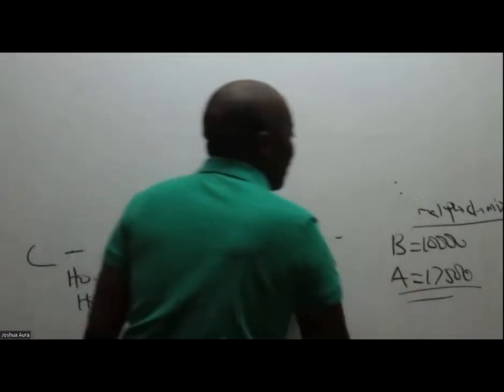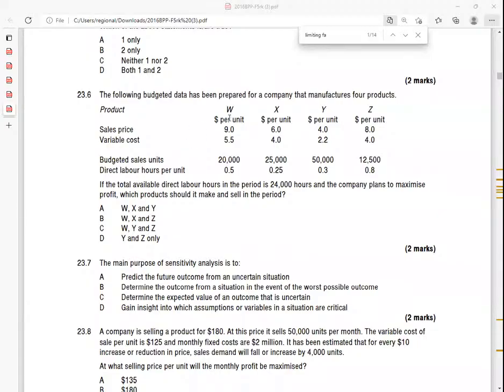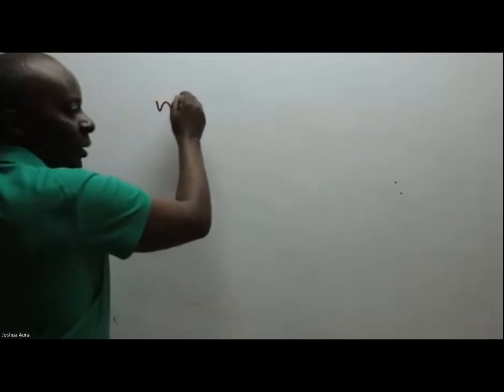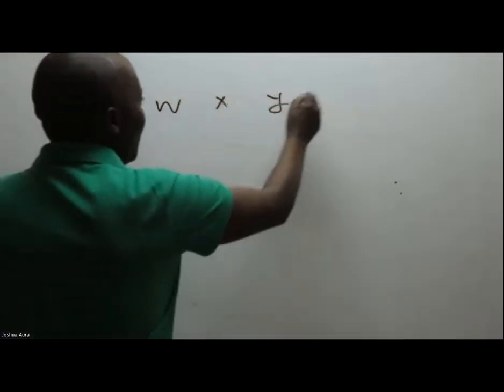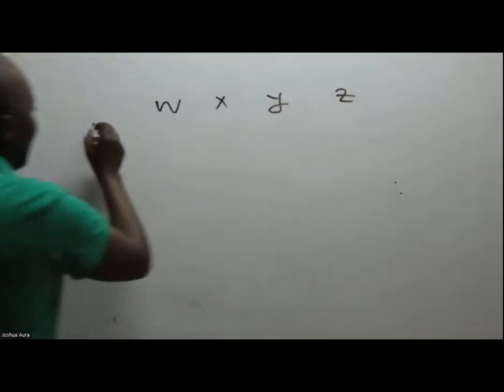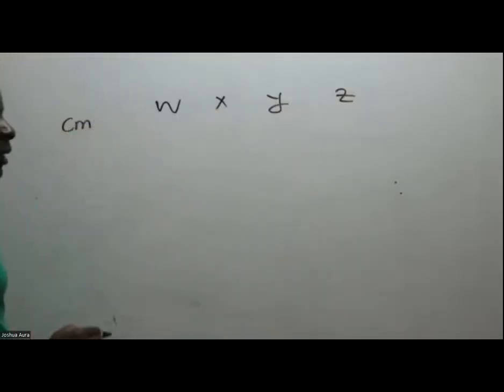Contribution margin is selling price minus what here? Variable cost. Selling price minus variable cost. So we have W to Z: W, X, Y, Z. So we have selling price minus variable cost.